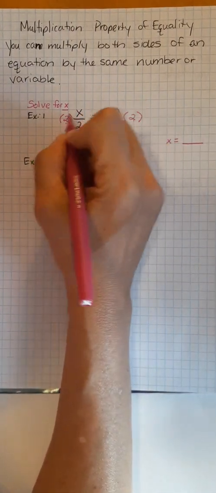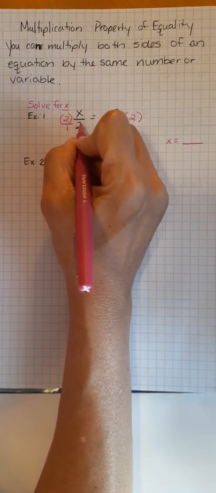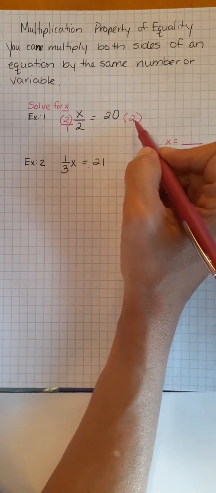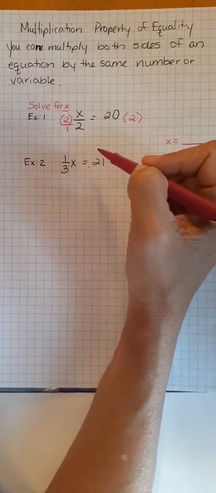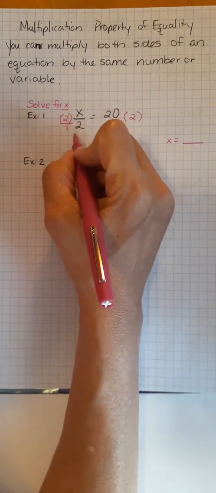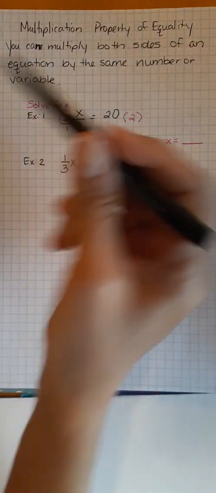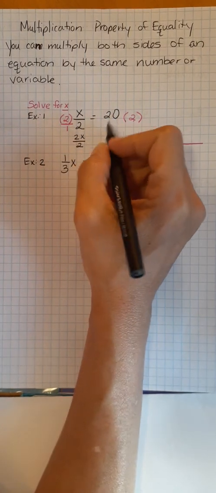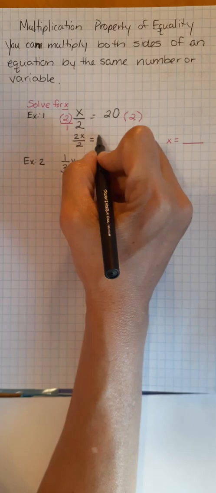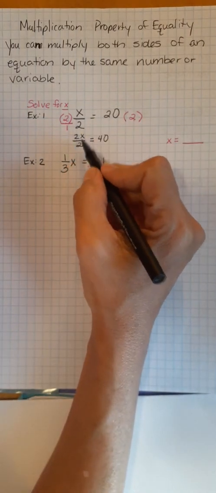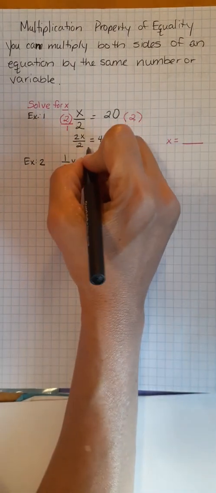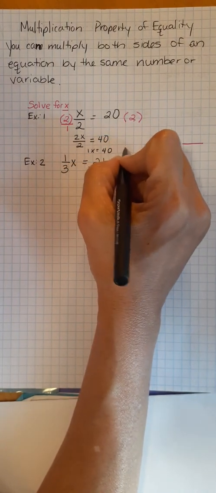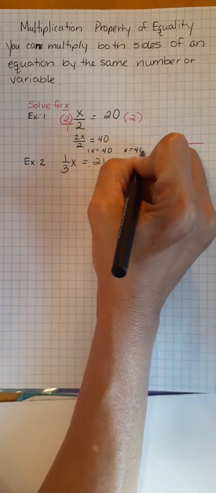Now, I'm going to write this multiplication by 2 as a fraction because here there's a fraction. 2 over 1 is the same as 2, 2 divided by 1. Now, to do it a long way, this gives me 2x over 2 equals 20 times 2, 40. Now, what is 2 divided by 2? Well, that's 1. 1x equals 40. 1 times x equals 40, therefore x equals 40.